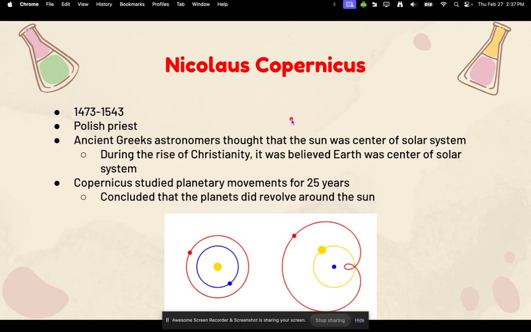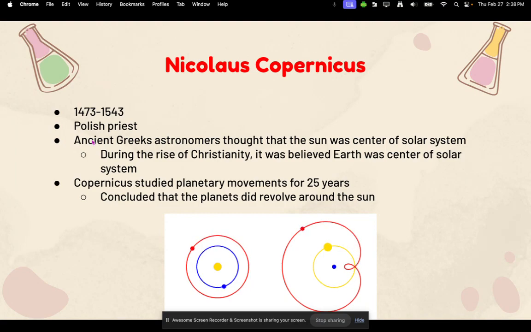So one of the most important people would be Nicholas Copernicus. So you might have learned about him like in ninth grade science or something like that. So he was alive from 1473 to 1543. He was a Polish priest, and ancient Greek astronomers thought that the sun was at the center of the solar system.